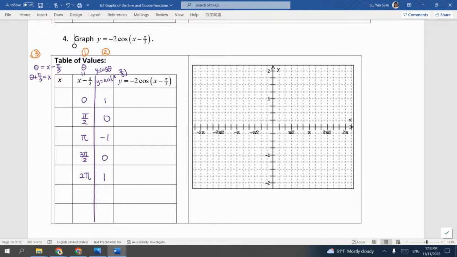Look at here. Theta is 0. What's x? Pi over 3. And then when theta is pi over 2, what's your x? Pi over 2 plus pi over 3 is 5 pi over 6. And when my theta is pi, what's pi plus pi over 3? 4 pi over 3. Right, everybody? Okay, how about 3 pi over 2 plus pi over 3?